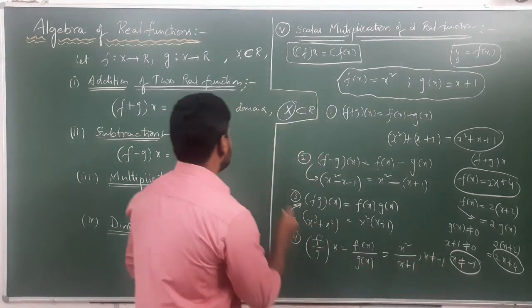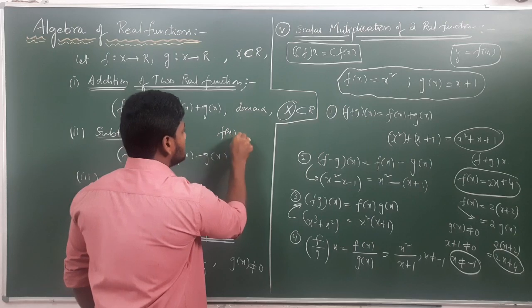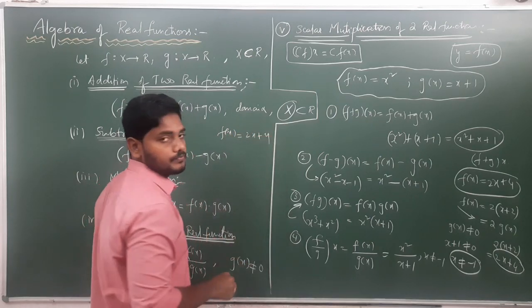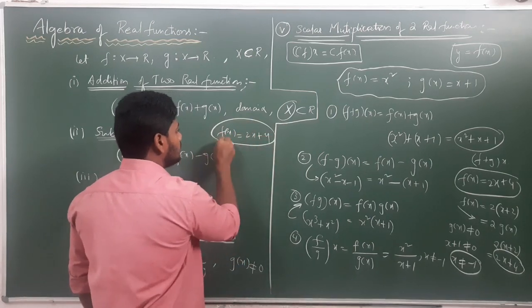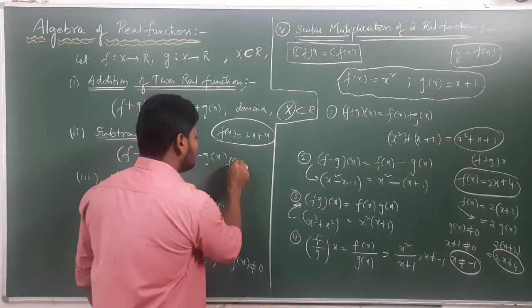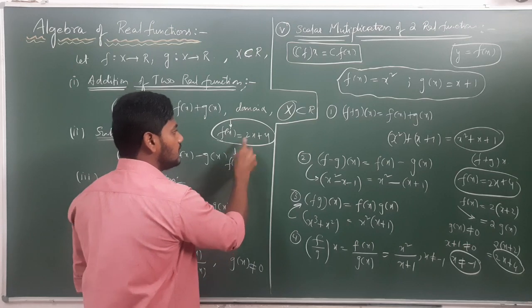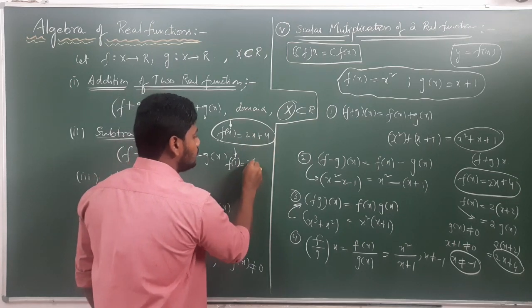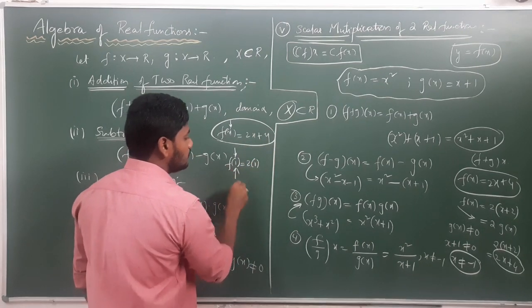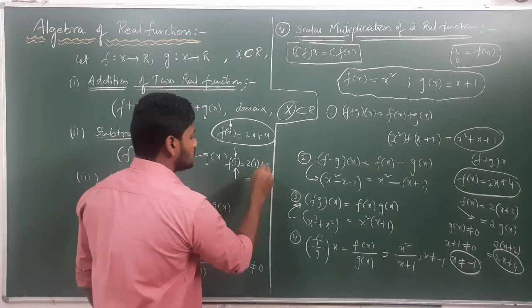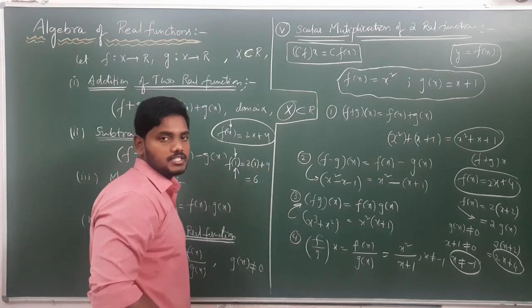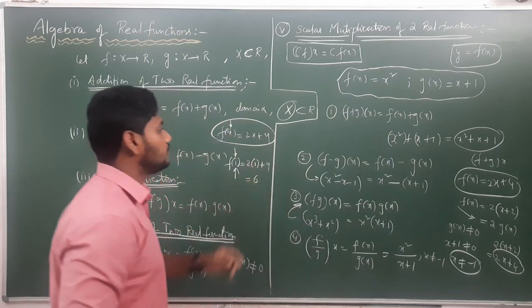Function values means, see, for example, if f of x is equal to 2x plus 4, if this is a function in terms of f of x, then what is f of 1? Simply instead of x, what is there? 1. So in the given function, instead of x, we need to substitute this value, nothing but 1, which is equal to 6. So like that we need to find function values, right? So pause the video and note it down.